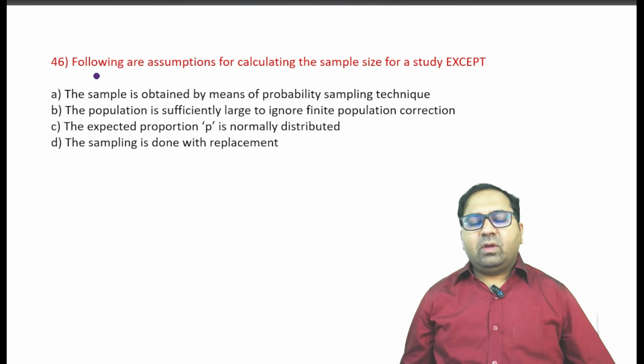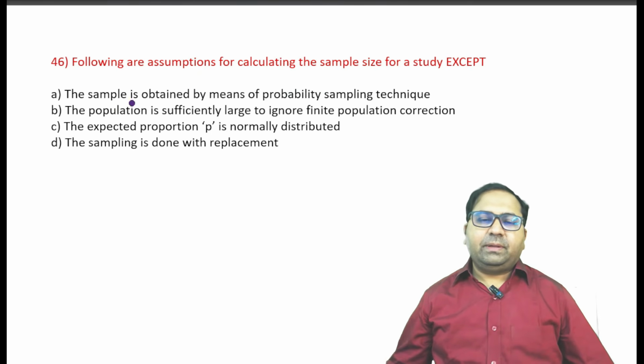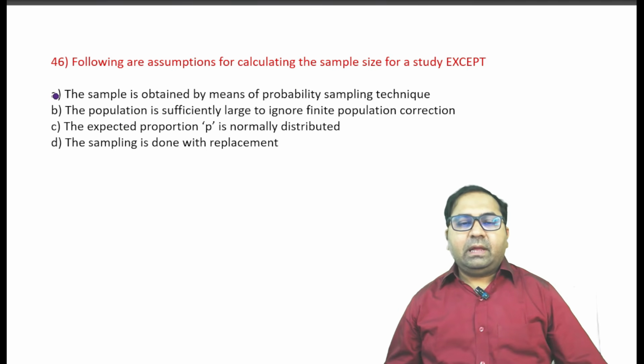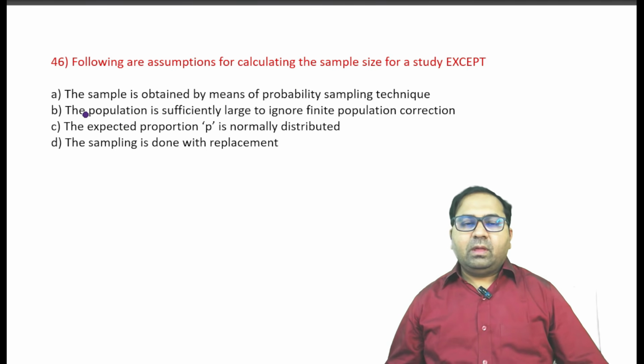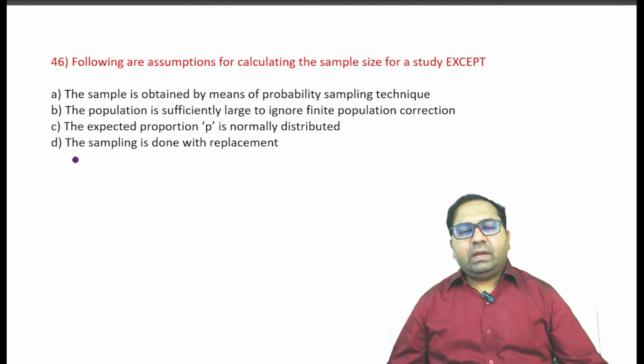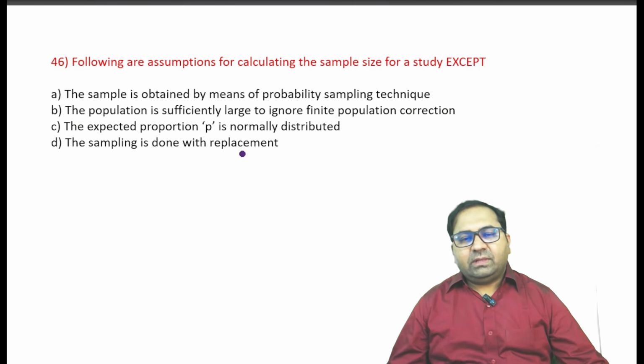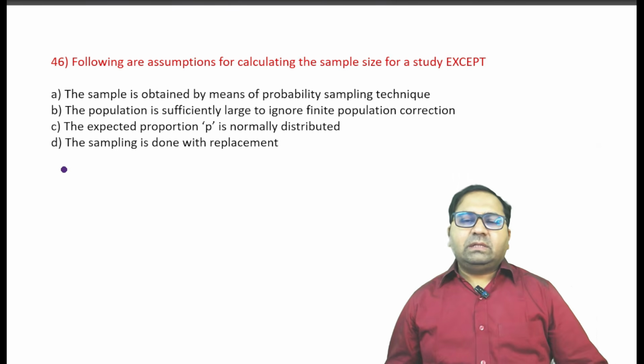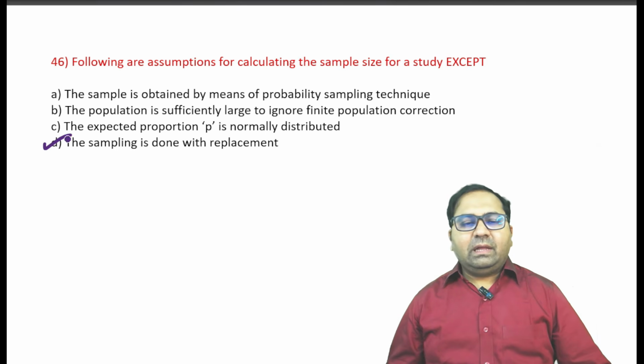Now, next question. Following are assumptions for calculating the sample size for a study except. The options are A, the sample is obtained by means of probability sampling technique. B, the population is sufficiently large to ignore the finite population correction. C, the expected proportion P is normally distributed, or D, the sampling is done with replacement. So the answer for this question is D, the sampling is done with replacement.